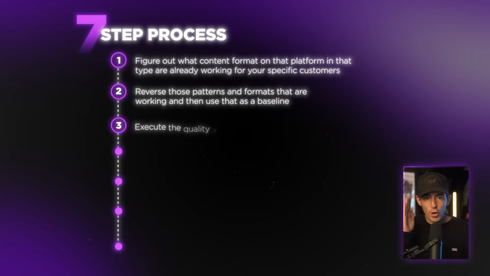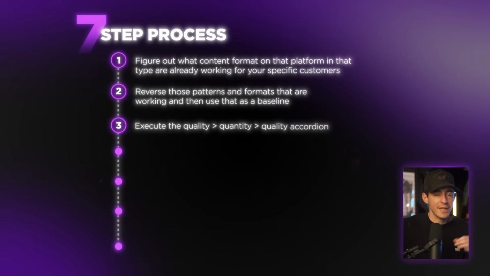Step 3 is to execute the quality, quantity, quality accordion. And this helps you figure out how much content at what quality you should be making. When you're starting out, first focus on getting your quality up to a 7 out of 10. However many reps, however often it takes, get your quality to a 7 out of 10. Once you're there, do not go to an 8, 9, or 10. Stay at a 7 out of 10 and focus on getting your quantity to the optimal platform quantity.